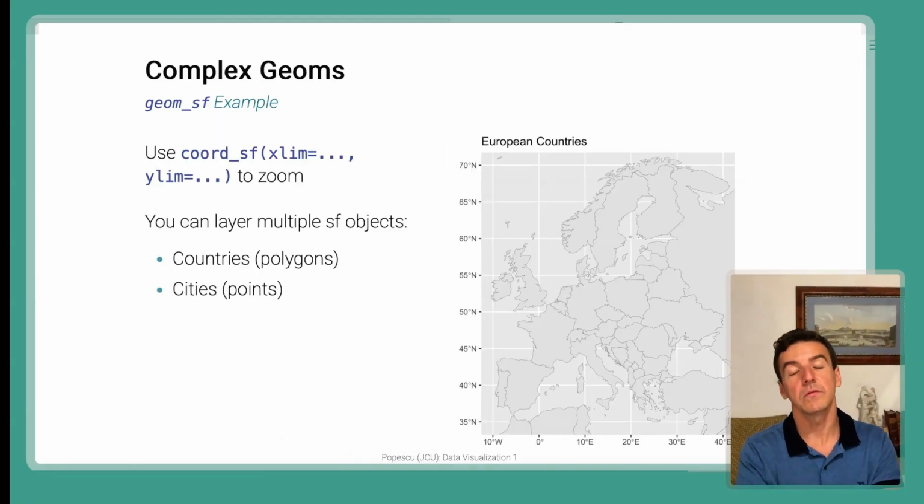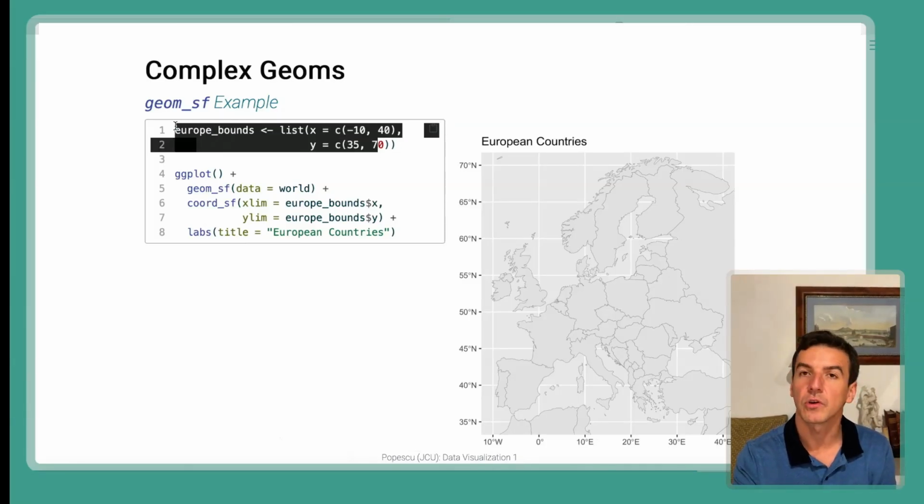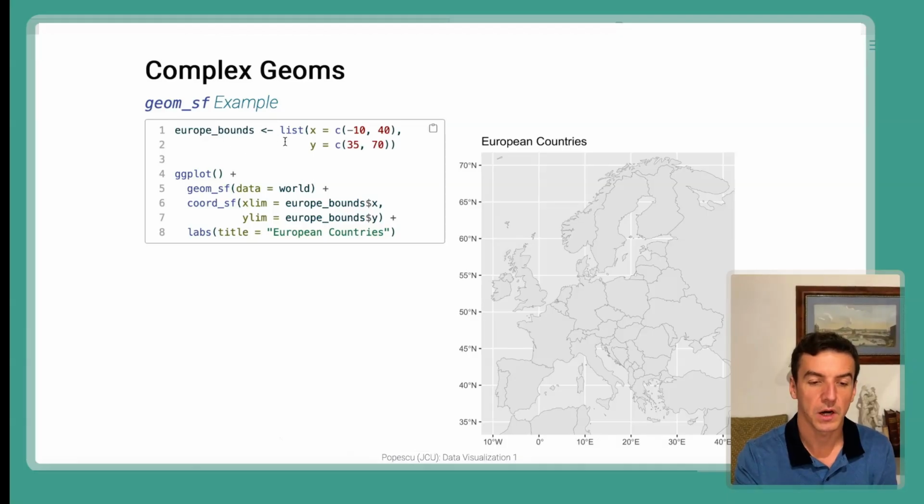One good and frequently used feature of Geom SF is the use of limits. So coord_sf, xlim, and ylim. You can obviously add multiple SF objects, including polygons and points. So this is, for example, how we can limit the extent of our map, essentially focus and zoom in on different countries in Europe. First of all, I'm defining what my limits for Europe are. So this is what this list does. Europe bounds, you have -10 to 40, and then on the y-axis 35 to 70.